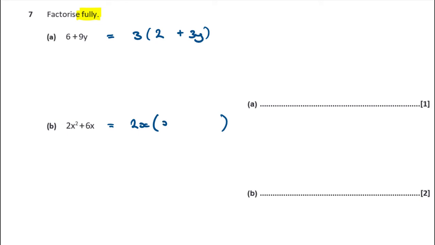Well, 2x times x is 2x squared, and 2x times what is 6x? 2x times 3 is 6x. So it factorizes out to 2x, x plus 3.